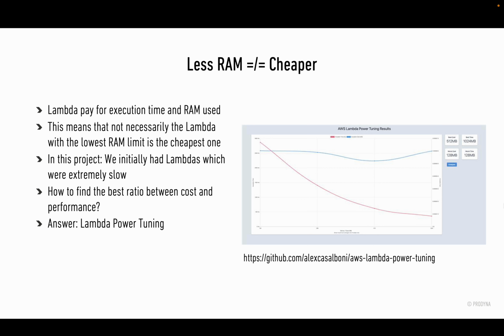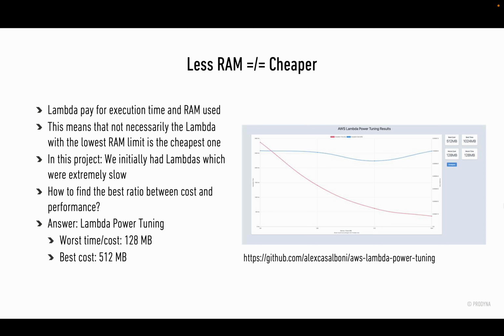And you can see here at the top left, where we execute the Lambda function with 128 megabyte of RAM, that the execution time is very, very high. And even the execution cost is very high. So this is the worst time and cost.